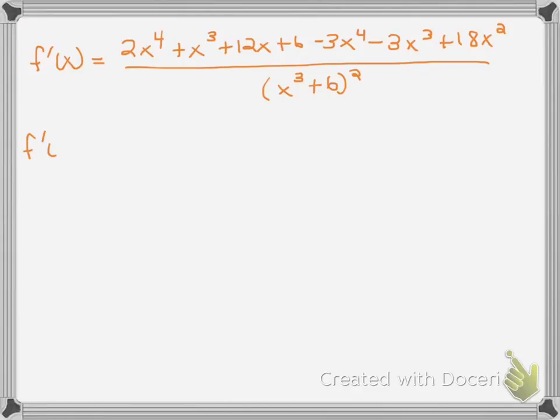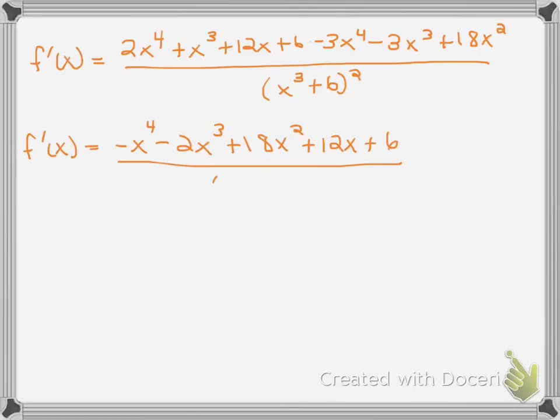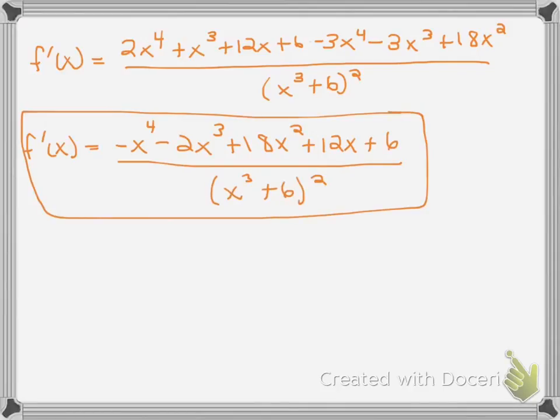All right, now all I have to do is combine my like terms. So this is all algebra. The only derivative stuff, the only calculus stuff, was at the very first step. So once I combine, I get negative x to the fourth minus 2x cubed plus 18x squared plus 12x plus 6. All of that is divided by my bottom function squared. That's your answer. That's your derivative using the quotient rule.